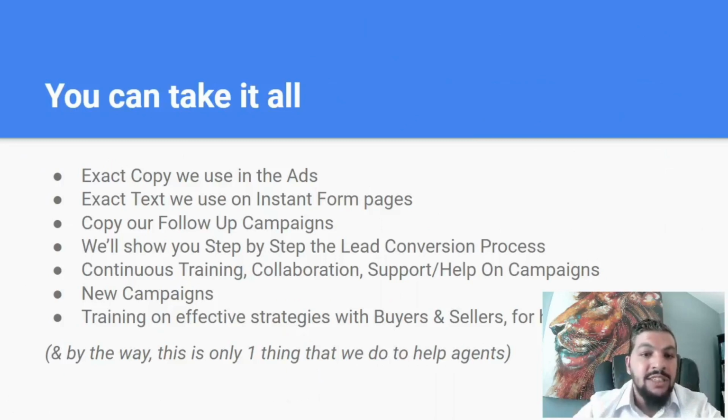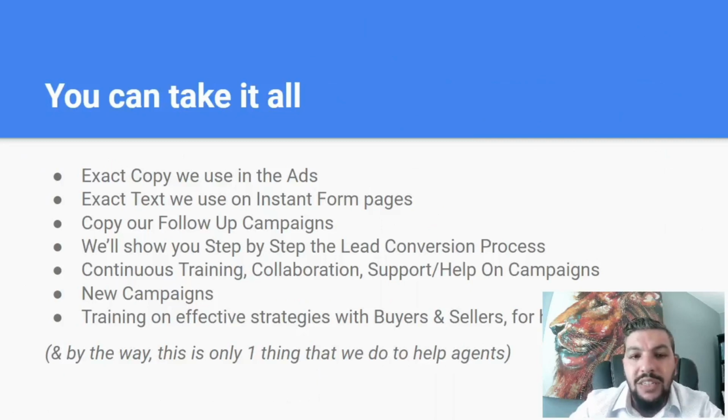The exact copy we use in the ads, the exact text we use in the instant forms pages. You can duplicate our follow up campaigns. You don't have to reinvent them yourself. We'll show you the step by step process to convert the leads after they come into your CRM. We'll provide continuous training for you on a weekly basis. We'll collaborate with you and we'll support you and help you on the campaigns to make sure they're optimized right and that you're getting the best results. We'll also share with you any new campaigns that we're working on, and we're constantly working on new campaigns. And we'll also provide you training on effective strategies to work with buyers and sellers.